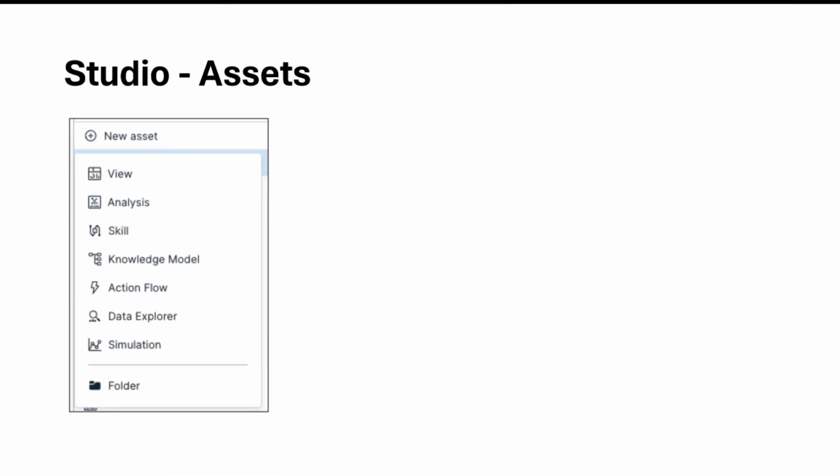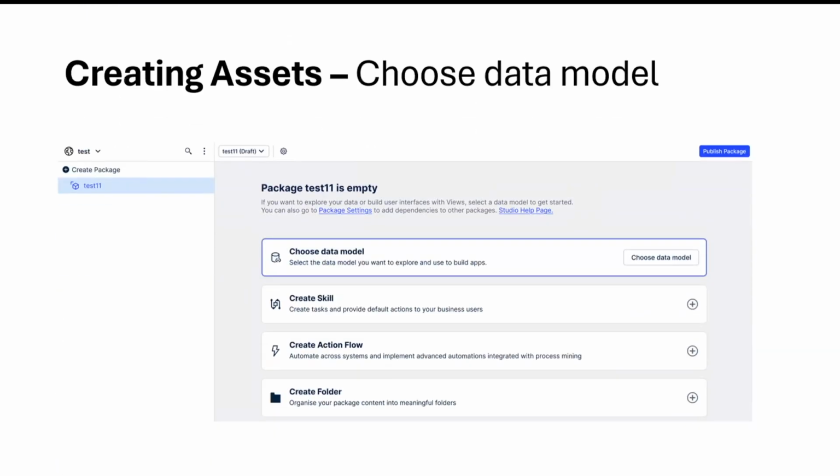So now talking about assets. These are the different assets that are available: view, analysis, skill, knowledge model, action flow, data explorer, etc. These are assets that you can create within a package. You need to select a data model to create the asset.